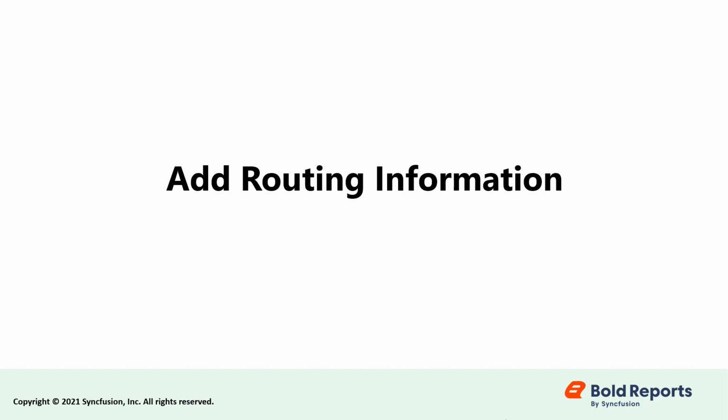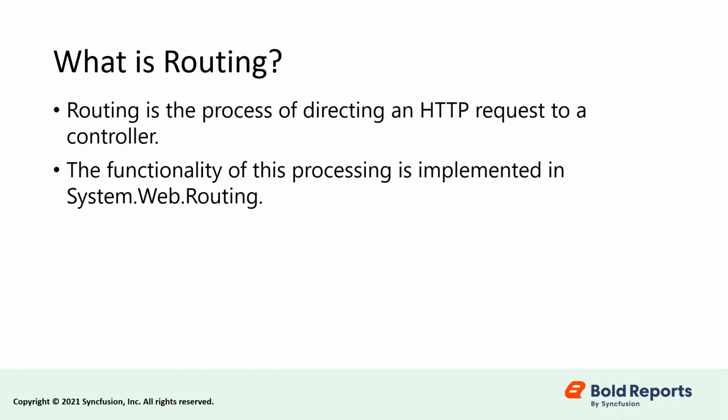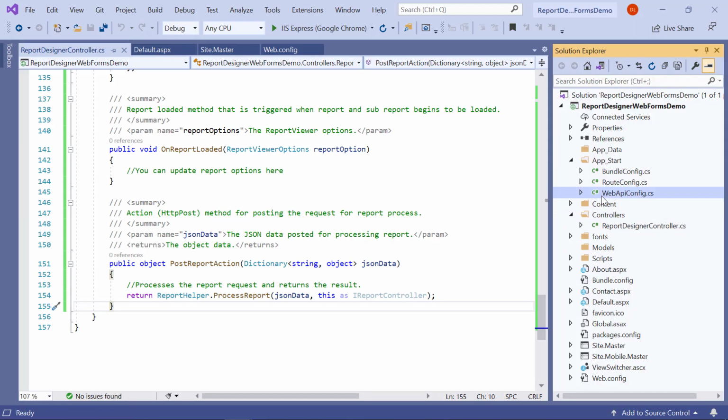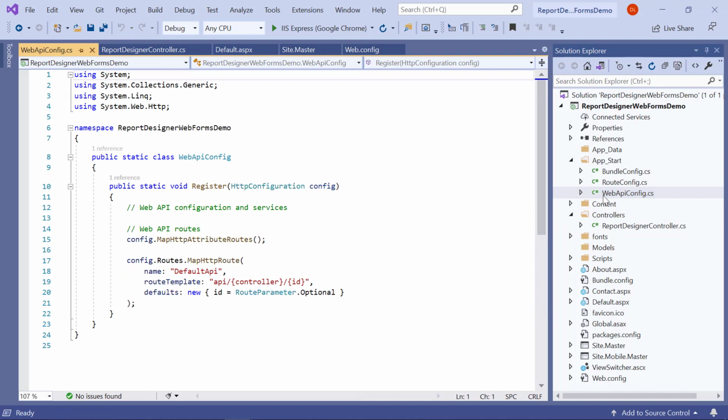Now, let's add the routing information. Routing is the process of directing an HTTP request to a controller. The functionality of this processing is implemented in System.Web.Routing. Open the WebApiConfig.cs file from the App_Start folder of your application. Modify the route template in the Register event to include the action parameter in the URI.